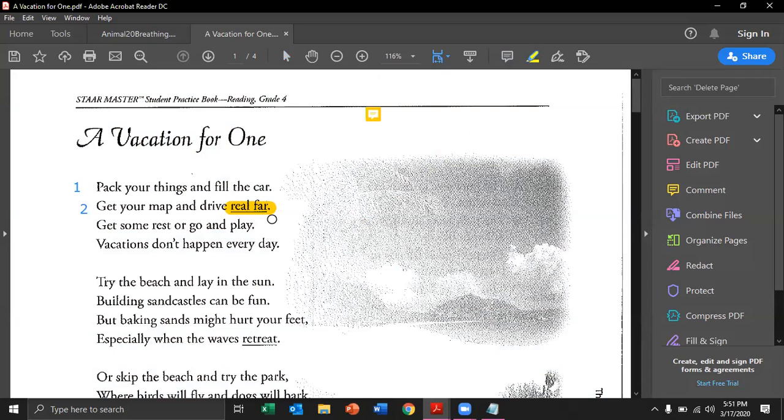Get some rest or go and play. Vacations don't happen every day. So I'm going to underline "vacations don't happen every day" because to me, I feel like that's important.